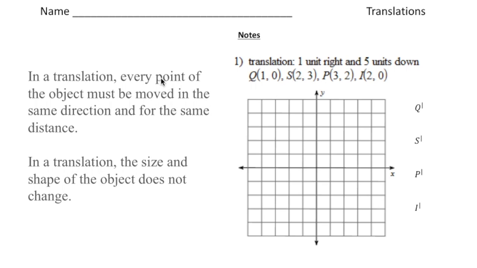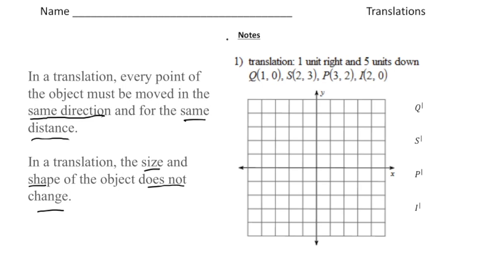In a translation, every point of the object must be moved in the same direction and for the same distance. So will you please underline same direction and same distance. And in a translation, the size and shape of the object does not change.